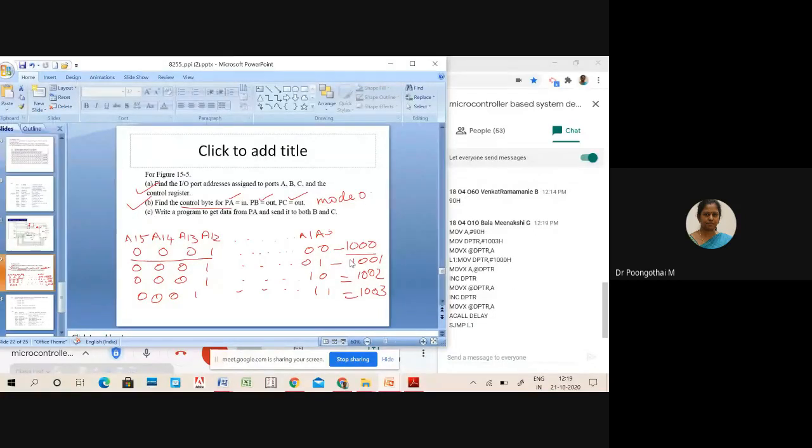Move #90 to the accumulator, move #1003 to DPTR, MOVX @DPTR, A. Okay. Initialize the port A address. Moving that value to the accumulator, increment DPTR. Yes, correct.